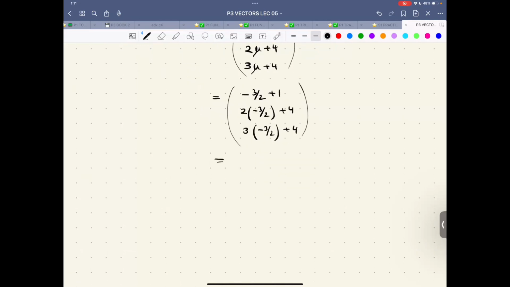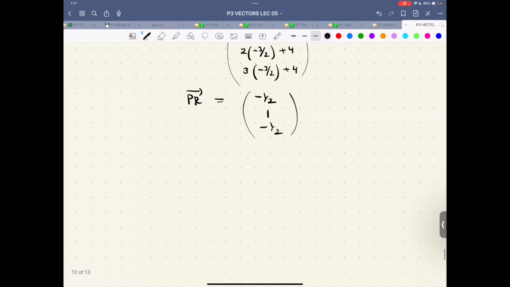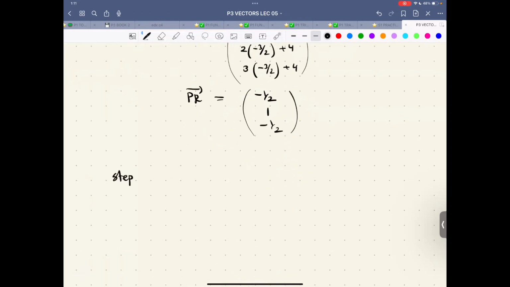Negative 3 over 2 plus 1 is negative half. This is negative 3 plus 4 is 1. This is negative 9 over 2 plus 4, which is negative half. This is your PR. So step 4 is done. And step 5 is the magnitude of PR, because you're looking for the distance.